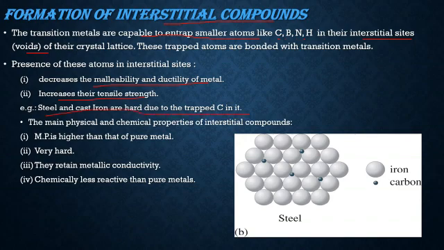Now, you can see here in the figure, these are metal atoms, the bigger ones, and these are the small atoms of carbon. These are iron atoms. This is iron and carbon is trapped. This is the structure of the lattice of steel. Due to the trapped small atoms, their properties are: melting point is higher than that of the pure metal. They are very hard. They retain their metallic conductivity, and chemically they are less reactive than the pure metal.